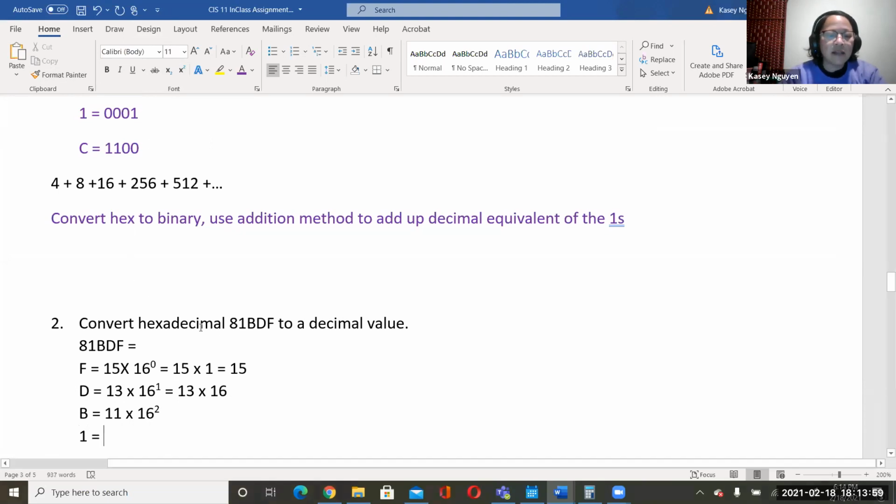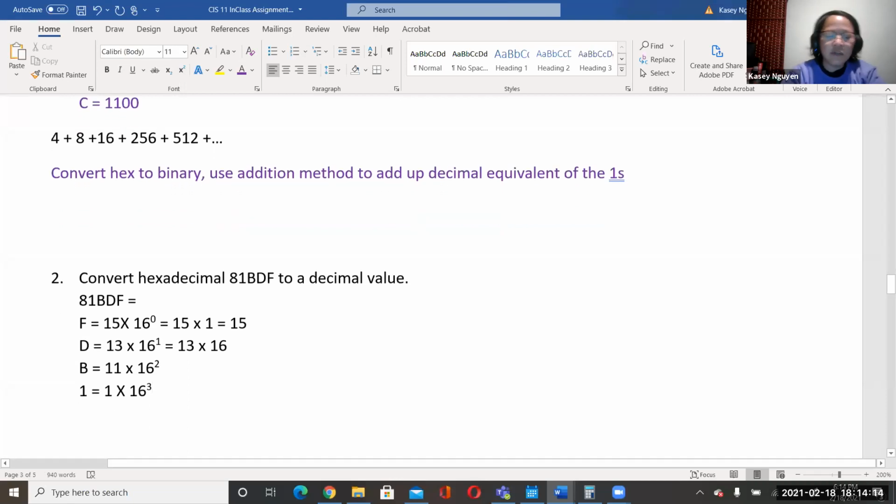All right, so that's going to make us 1 times 16 to the third, because now we move 1 to the left again. Okay, then next we have the last digit, which is 8. And that's going to be 8 times 16 to the fourth. Now, what do we do with all of these? We have to add them together, right?